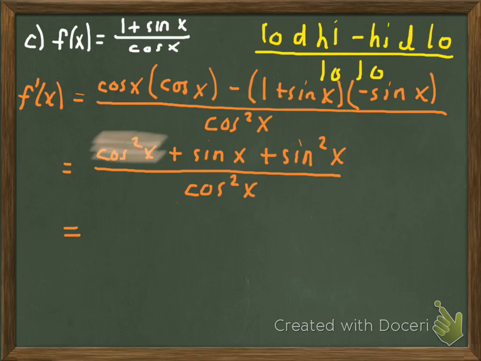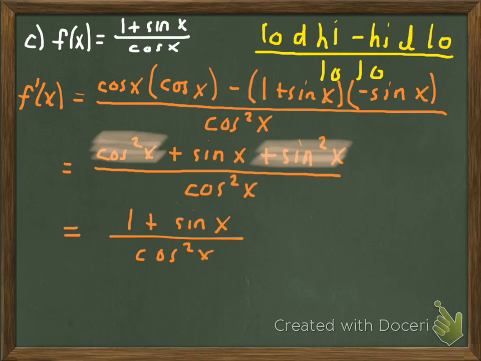And I'm saying that now because I hope you notice that in this numerator we've got a cosine squared x plus sine squared x. And of course you know that cosine squared x plus sine squared x is equal to 1. And so we can simplify that expression to this. We can make that numerator 1 plus sine x. And then we'll keep it over cosine squared x. Alright, so those are some examples of using the product rule and the quotient rule along with trigonometric identities.